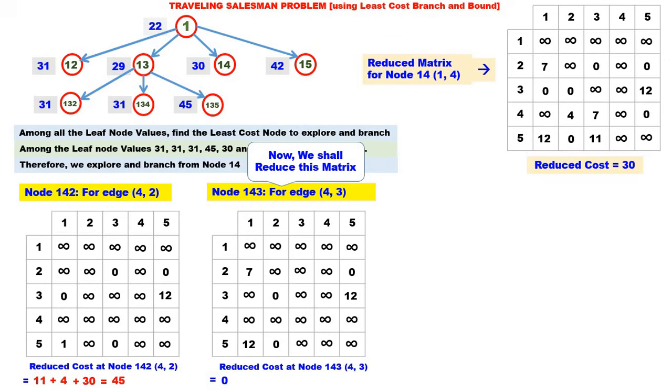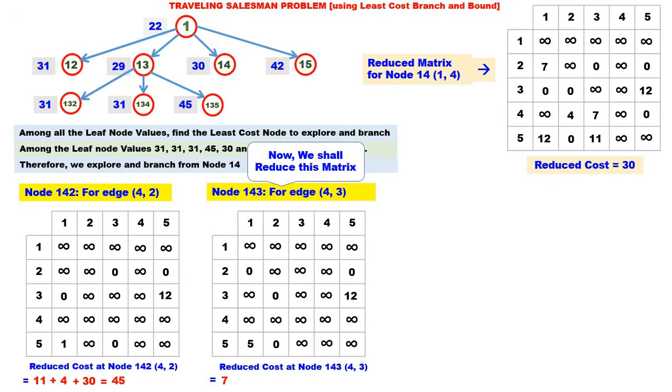Come to the columns. In the first column, the minimum element is 7. So take it to the reduced cost. So 0 becomes 7. And 7 should be subtracted from all the elements of the first column. Infinities will not change. 7 minus 7 is 0. 12 minus 7 is 5. Second column, minimum element is 0. No change. Third and fourth column, all the elements are infinity. Nothing doing. Fifth column, the minimum element is 0. No change.